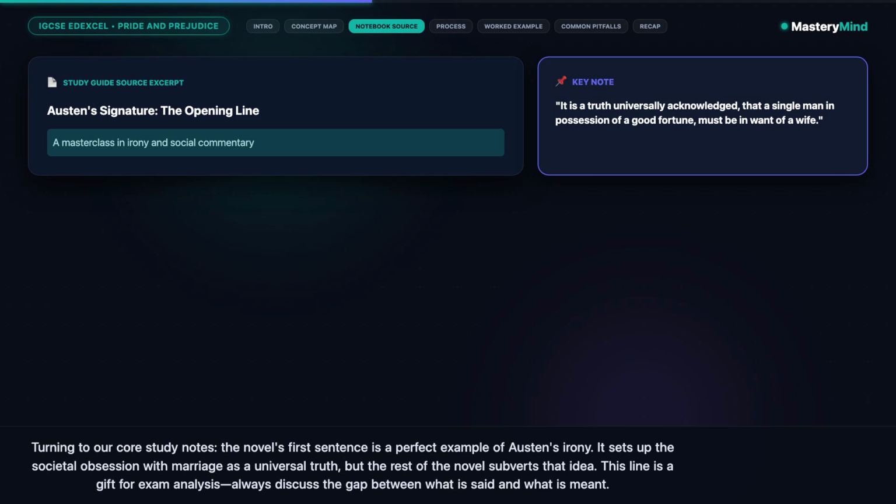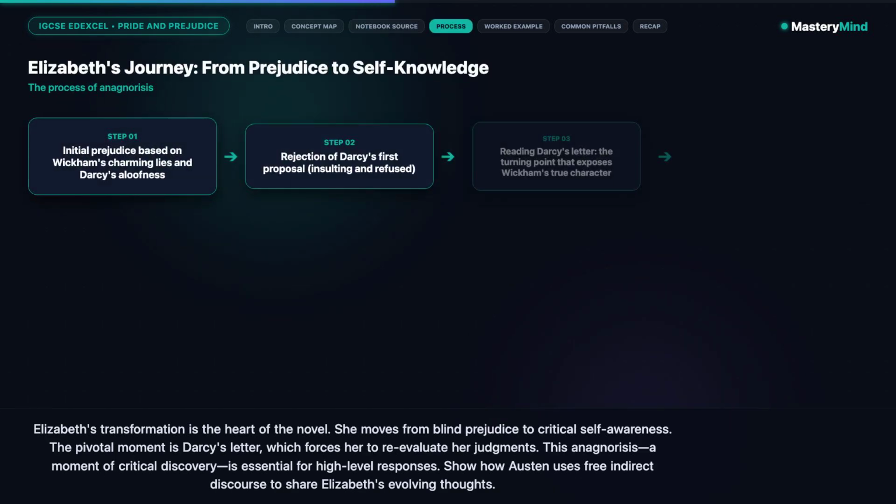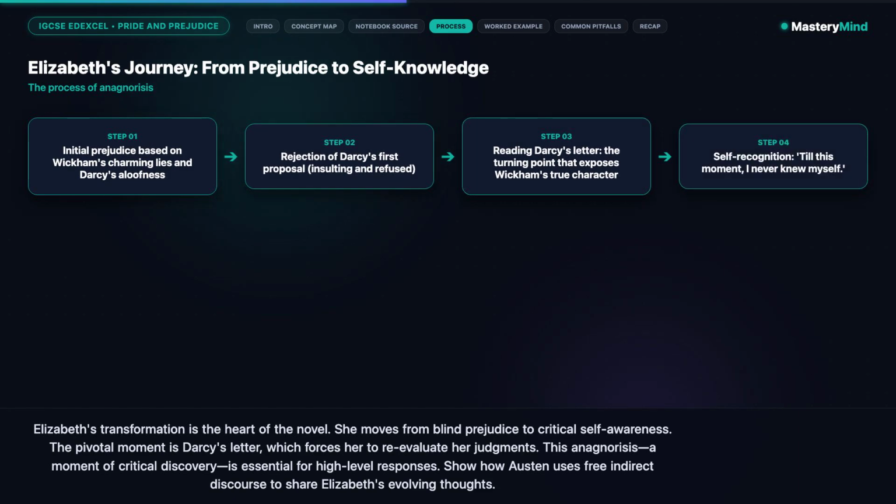Elizabeth's transformation is the heart of the novel. She moves from blind prejudice to critical self-awareness. The pivotal moment is Darcy's letter, which forces her to re-evaluate her judgments. This anagnorisis, a moment of critical discovery, is essential for high-level responses. Show how Austen uses free indirect discourse to share Elizabeth's evolving thoughts.